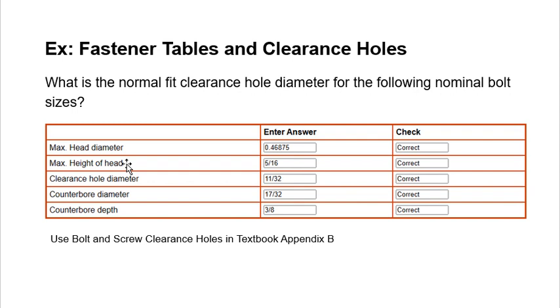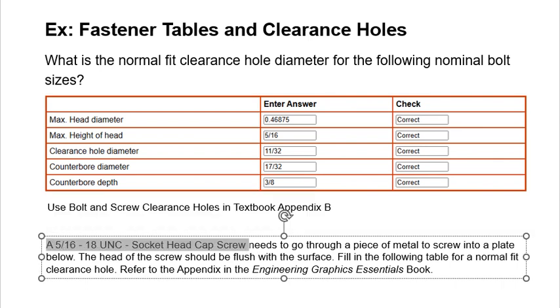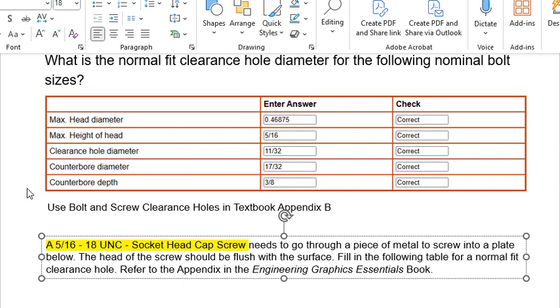Then we'll get into another nominal fit clearance hole. We want to get the nominal sizes for both. Let me see. Oh, yes, it is the same question. I'm trying to find what the question is. So here, the question is right here. You have a 5/16 and then 18. You're dealing with a coarse UNC socket head cap screw. This is all we need. I should underline this one for you. I'm going to go ahead and highlight it for you right now.